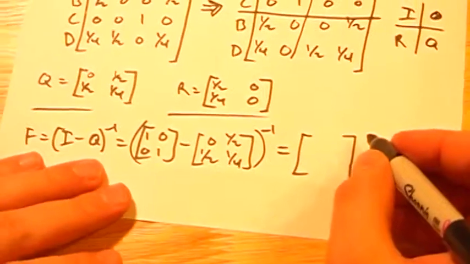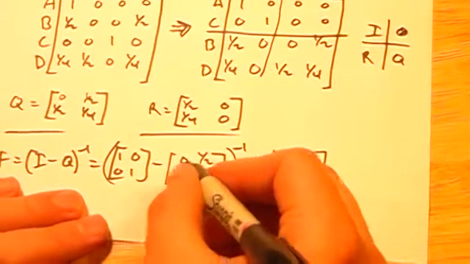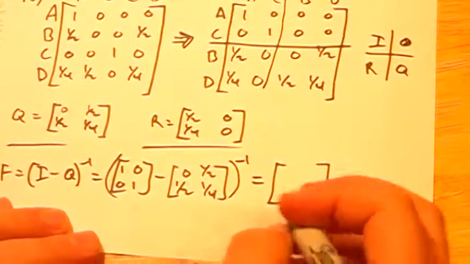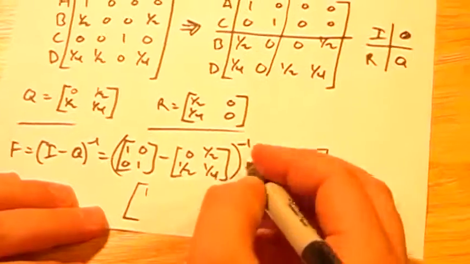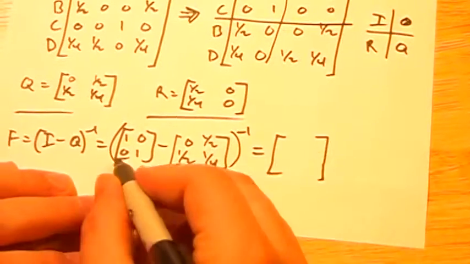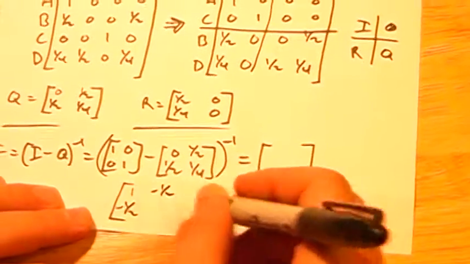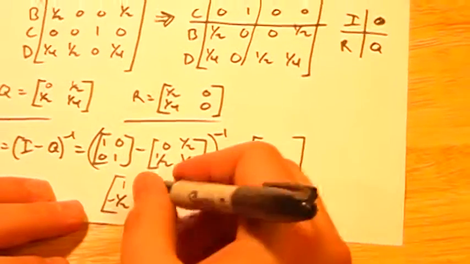So we subtract that, right? 1 minus 0 is just going to be a 1. 0 minus 1/2 is going to be a negative 1/2. 0 minus 1/2, another negative 1/2, and 1 minus 1/4 is going to give us 3/4.